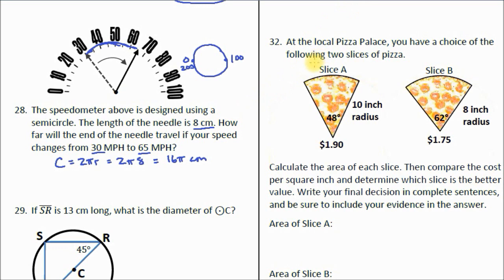And now let's go ahead and find how far we traveled here. So we're going to take our total circumference of 16 pi. We've got to figure out what fraction we are traveling. Well, now we know the whole circle would be 200 miles per hour. That's how many miles per hour the whole thing would be. And how many miles per hour are we traveling? Well, we're going 10, 20, 30, 35. We're changing from 30 to 65. So we're actually moving 35 miles per hour.